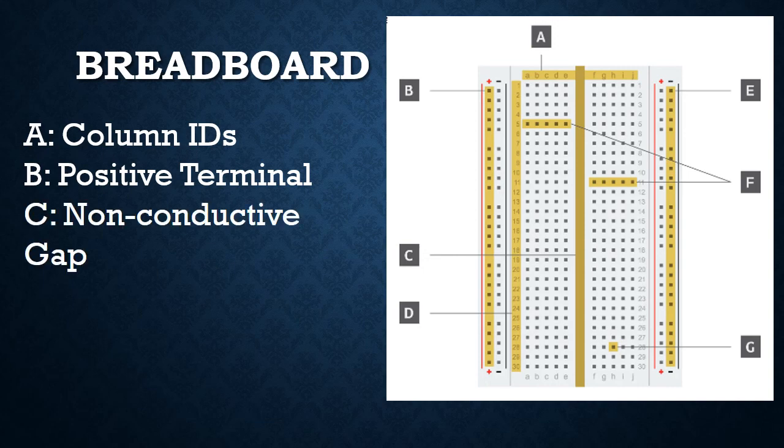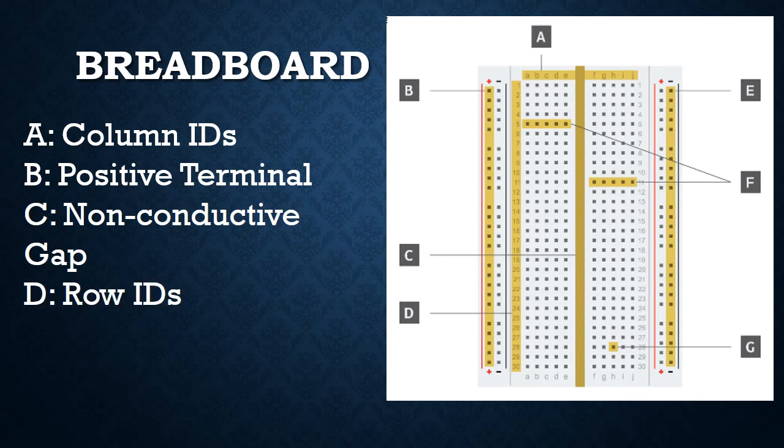C marks what's called the non-conductive gap. I sometimes think of this as a canal. It's an indentation in the board. It's the middle section that divides the board into two unconnected sides.